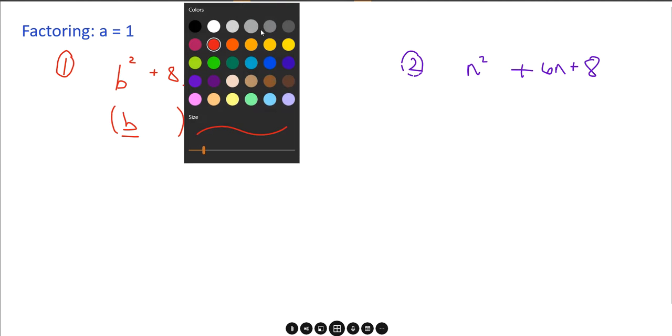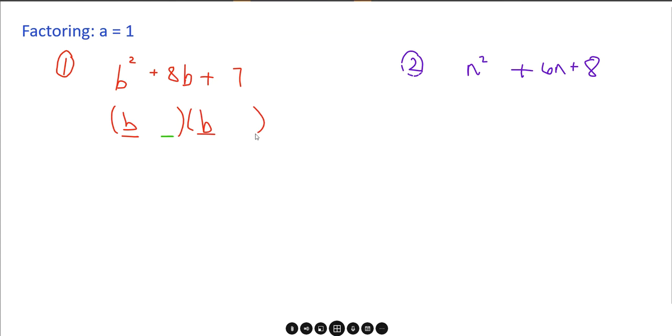Now similarly, the last 2 terms, maybe I'll get a different color here, green. Those 2 numbers, remember from FOIL, or distributing back together, when we multiply together, they have to equal the c term. So this times this has to equal c. So we have to think of 2 numbers that multiply to get 7. And the only ones in this case would be 1 and 7. I can't think of any other numbers.